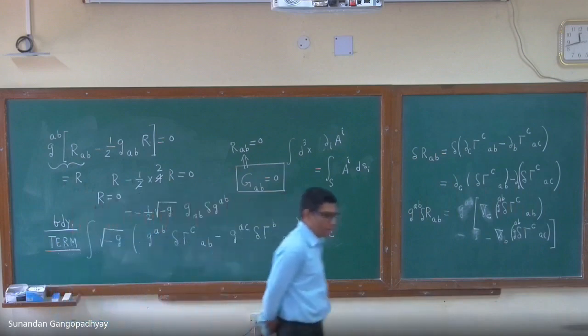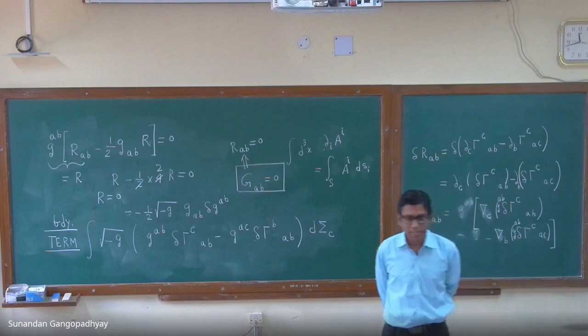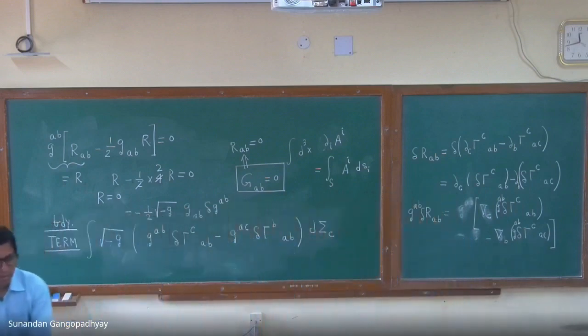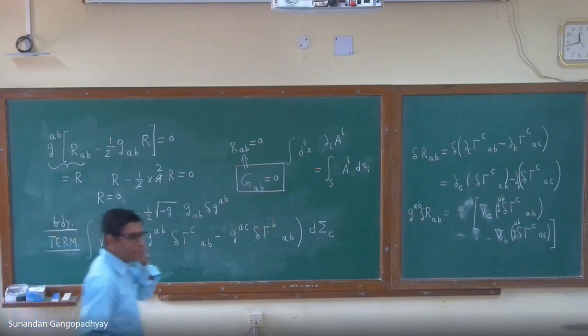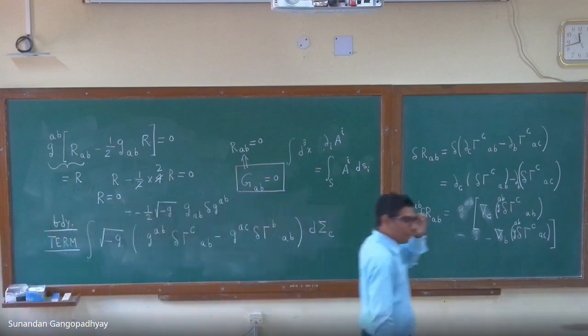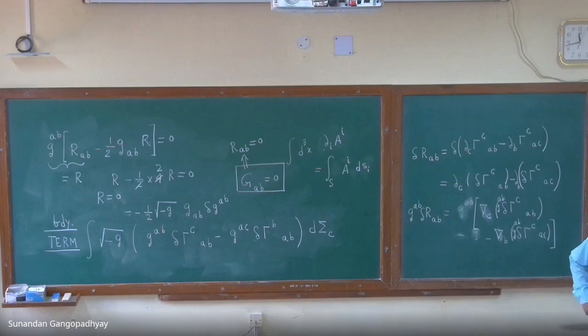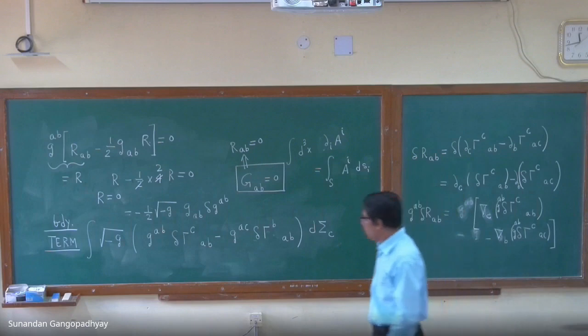I saw that you were smiling at something. You thought that that was the end of the story. It's not the end of the story. This thing is actually not correct. I set that to zero, but I have cheated. The cheating cannot be correct.